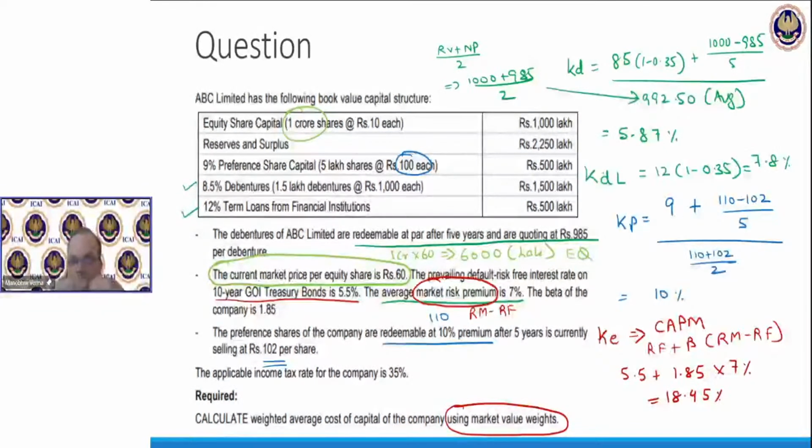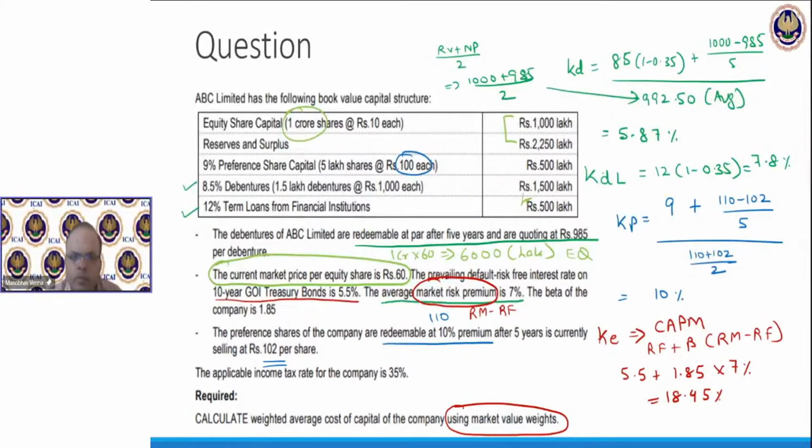If the cost of equity and retained earnings were different, then you would have apportioned this market value of 6,000 lakhs in the ratio of 1,000 to 2,250, guys. I hope everyone is with me on this. It's important that we understand this logic, that this ratio would be used to allocate that 6,000 into equity share capital and retained earnings. However, in this case, since it's just one cost of equity, it doesn't matter.